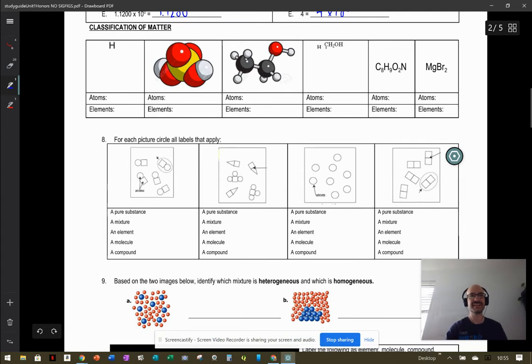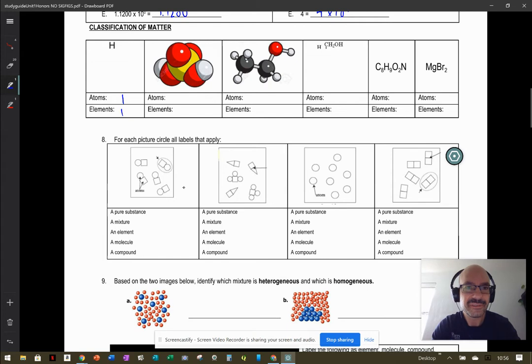Next one is asking us to identify whether something's an atom or an element, identify how many of each they have. In this first one, we've just got one hydrogen atom and just one element, which is hydrogen. So the lowest number you could have for any of these is 1. For this one, it looks like the number of atoms is 1, 2, 3, 4, 5, 6, 7 from what I can see. 7 atoms.